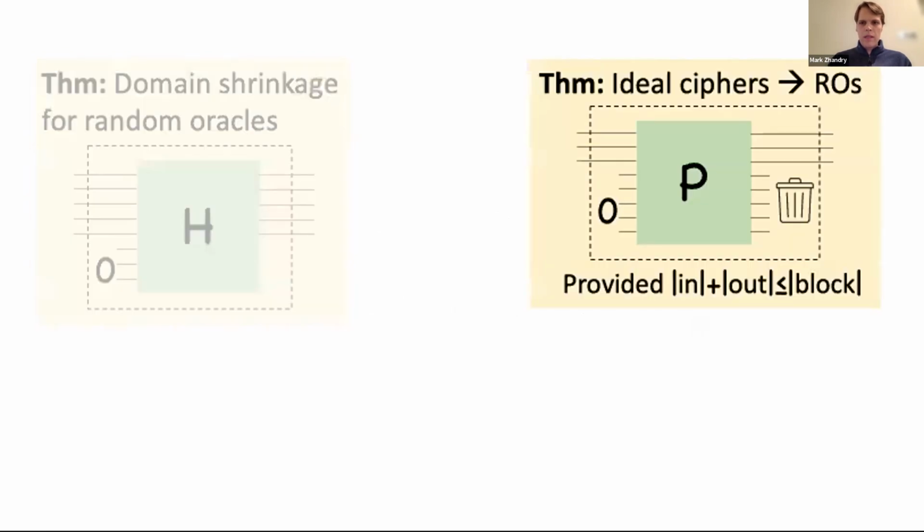We also investigate the natural approach to building a random oracle from a random permutation, where you first pad the input and then truncate the output. You can think of this as the sponge construction for a single block. And we show that as long as the sum of the input and output lengths are at most the block length of the ideal cipher, that you get reset indifferentiability.